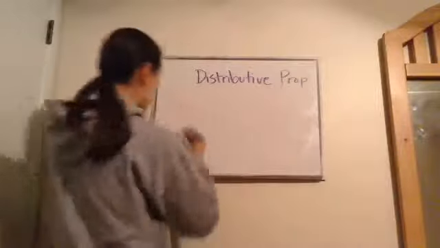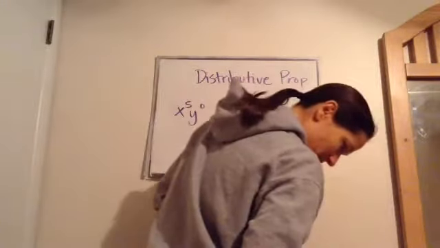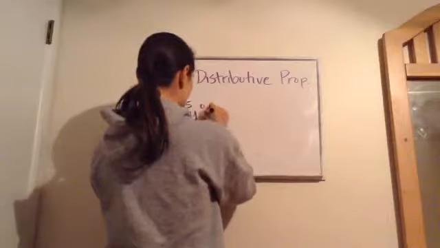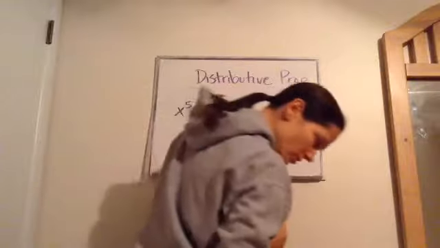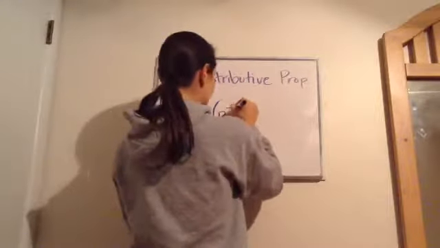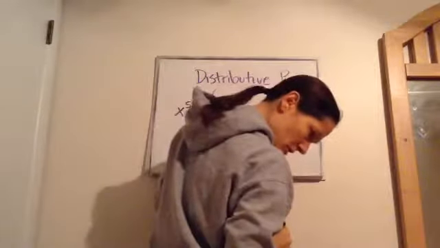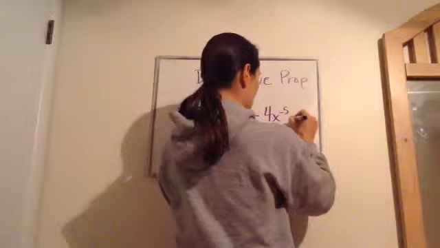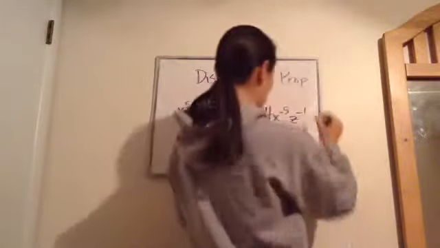Okay, so for example, x to the 5th, y to the 0, stay with me, z, I'm going to put my z like that, times p to the negative 3, z to the 0, minus 4x to the negative 5th, z to the negative 1. Now remember I put my z's like that to help us out.